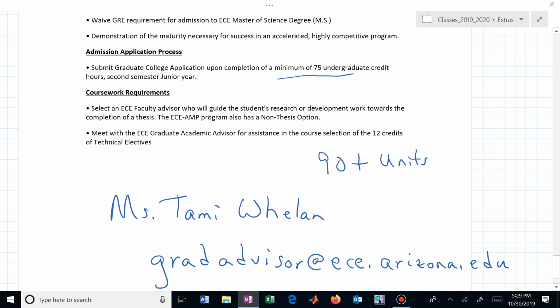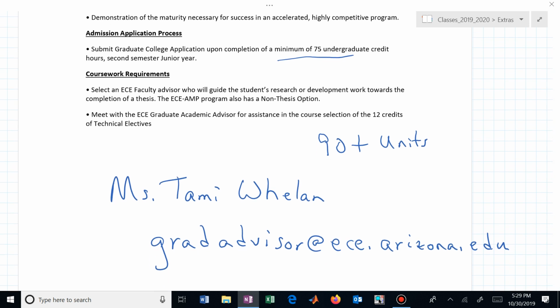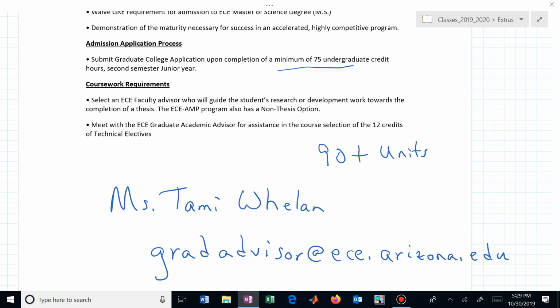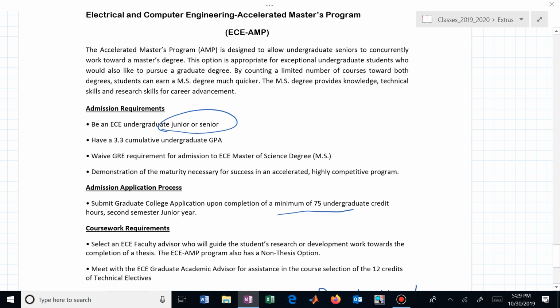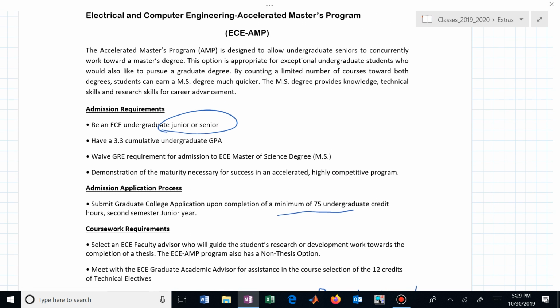What have I failed to mention, or do you now have questions about the AMP, the Accelerated Master's Program? Again, it's designed to be a 4+1. It's fairly clean in terms of the process. You have to satisfy these admission requirements, start your coursework as a senior, be successful in those four courses, and then you can continue with your master's.